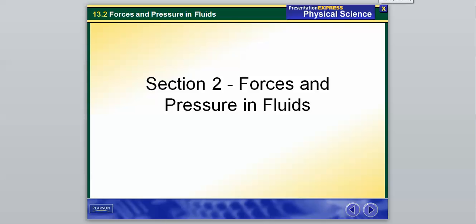B, and we're going to continue on with Section 2 of Chapter 13, and that's going to be forces and pressure in fluids. So we just looked at fluid pressure last time about how it changes with depth and over the area that it's distributed over and things like that. So now we're going to take a look at how forces actually can apply to those changes in pressure.